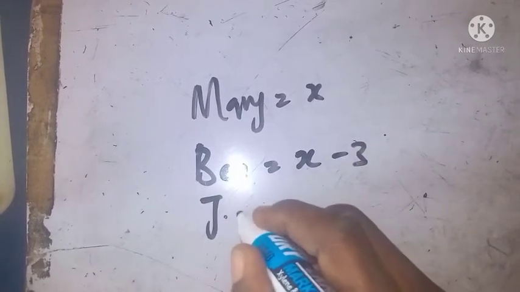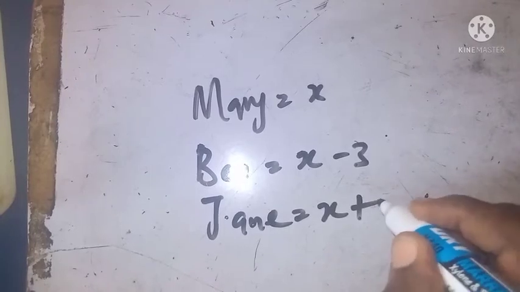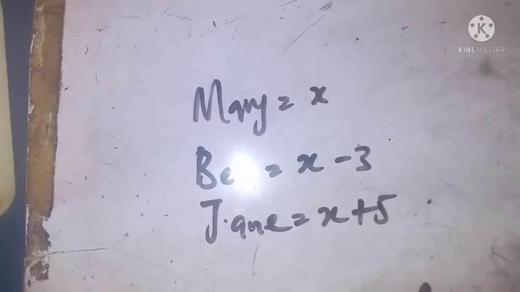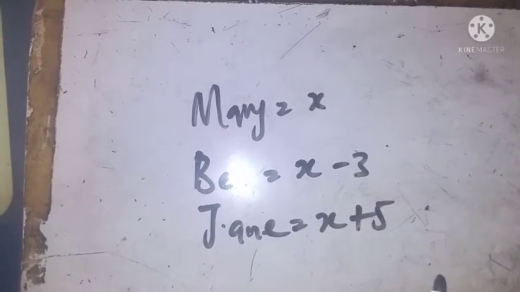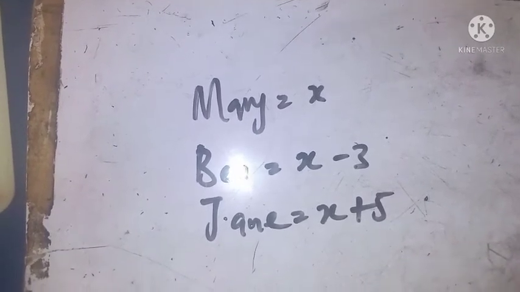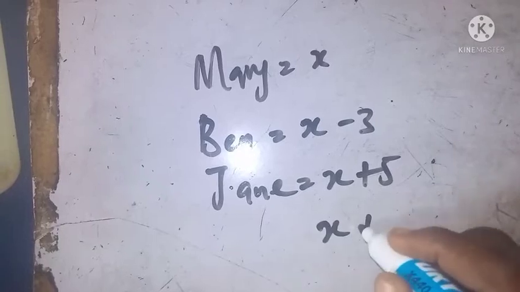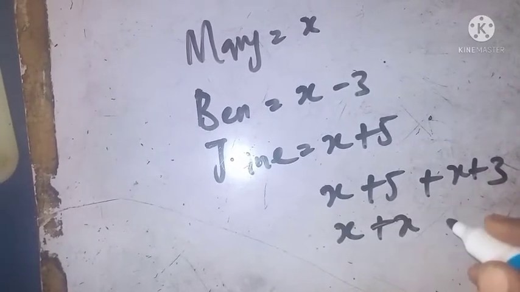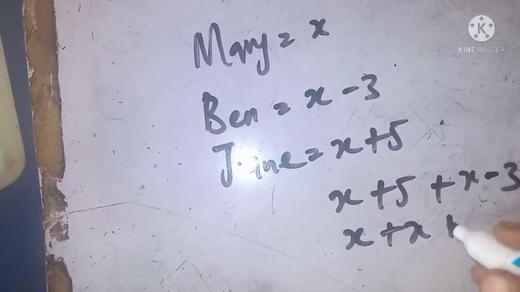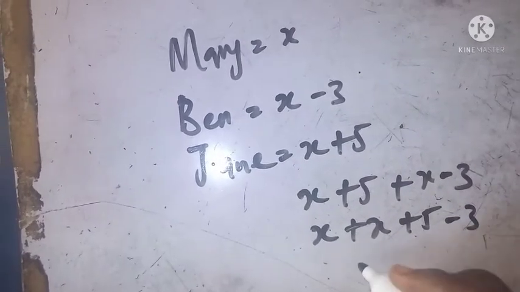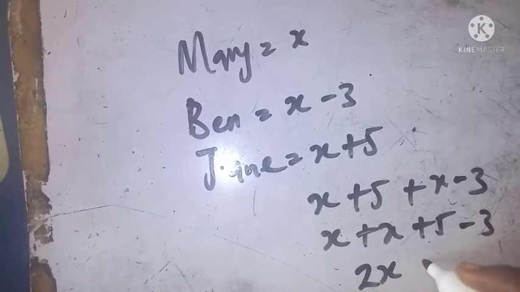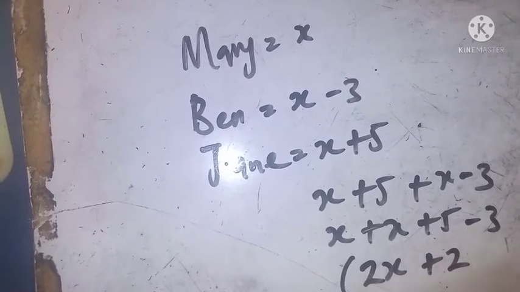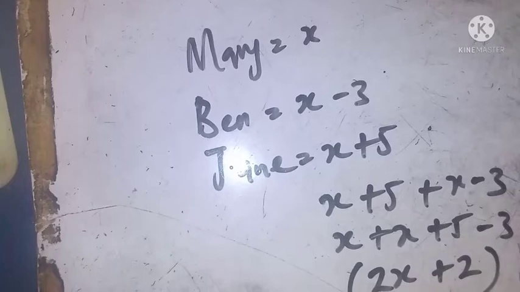It means you have to add $5 to Mary's money to get Jane's money, because Jane's money should be $5 more than Mary's money. Now, what is the summation, or how much do Jane's and Ben's monies cost together? This is Jane, this is Ben. So if you add them up, X plus 5 plus X minus 3. Straightforward. So you just collect like terms, you group them, then you solve. X plus X is 2X, 5 minus 3 is plus 2. So that's what we have: 2X plus 2, and that is D in the question.